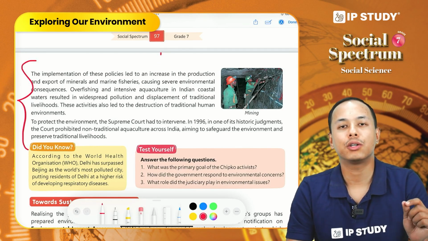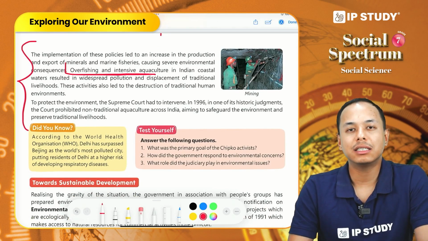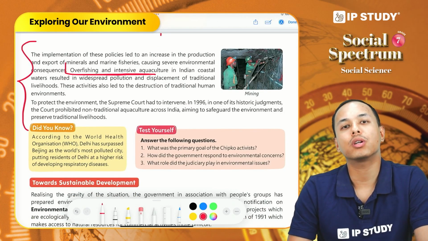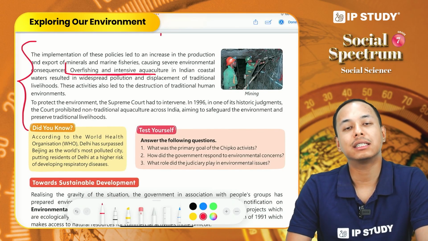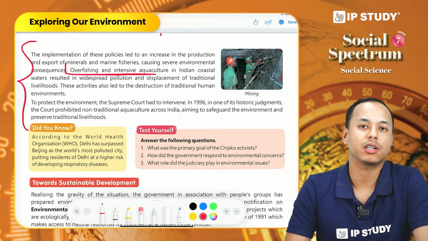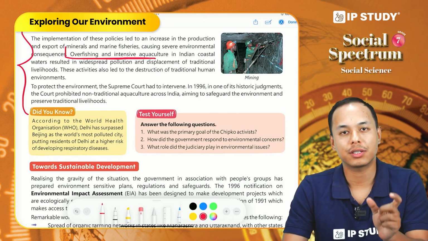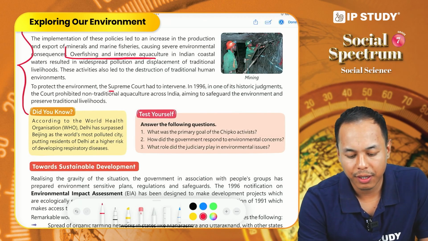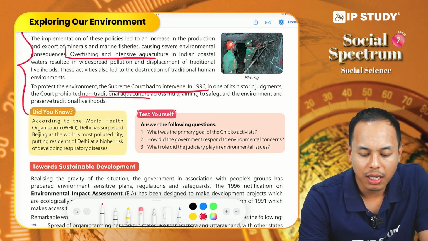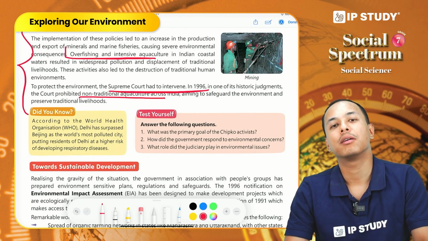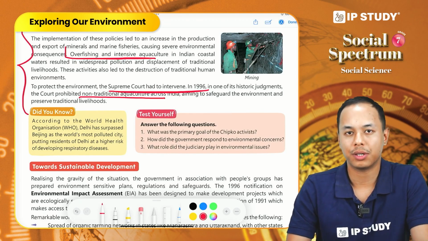However, it also led to widespread destruction of the environment, such as overfishing and intensive aquaculture in the marine or coastal waters of India. It led to widespread destruction of marine life and at the same time displacement of traditional fishing communities. So now, to protect the environment and also the traditional livelihood of many fishing communities, the Supreme Court intervened and in 1996 gave a historic judgment that prohibited non-traditional aquaculture across India. So this made sure that the environment, and at the same time the traditional livelihood of many fishing communities, were protected.